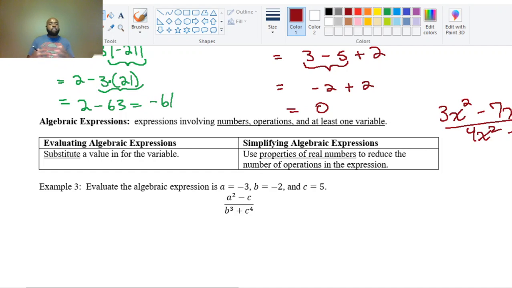So let's get used to some of this vocabulary. Some people, instead of saying substitute, say plug in. All right, whatever. Simplifying algebraic expressions involves rewriting the expression so that it doesn't involve as many operations, so on and so forth. Another definition, as you can see on the screen, says use your properties of real numbers to reduce the number of operations that are in the expression.